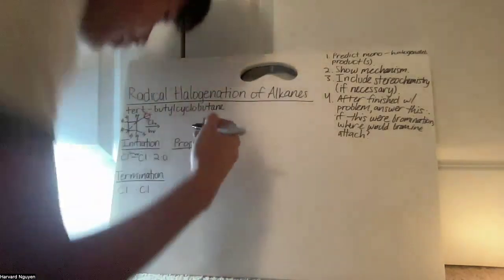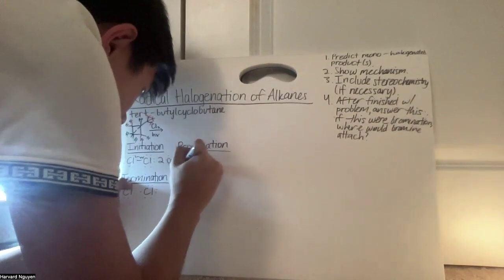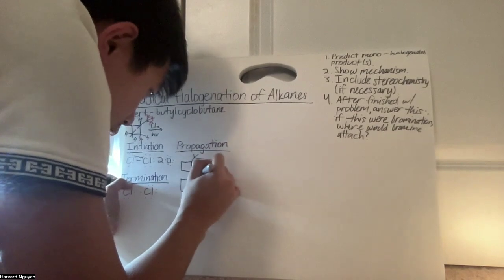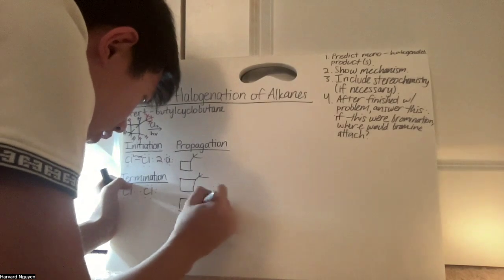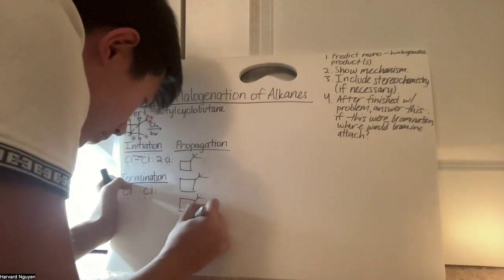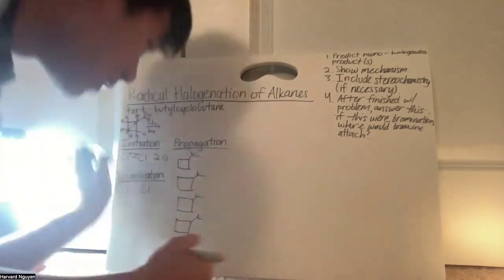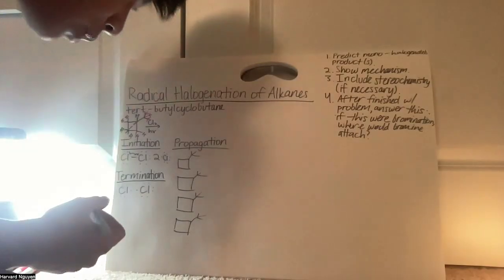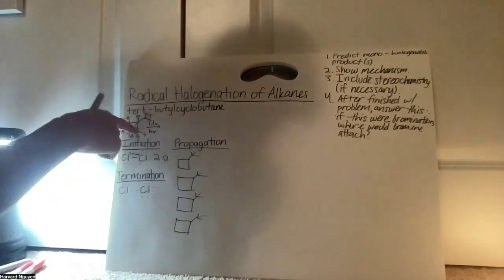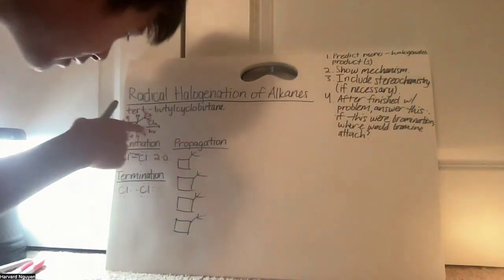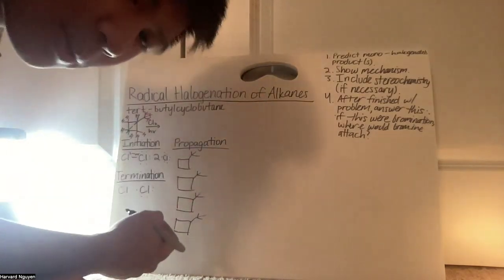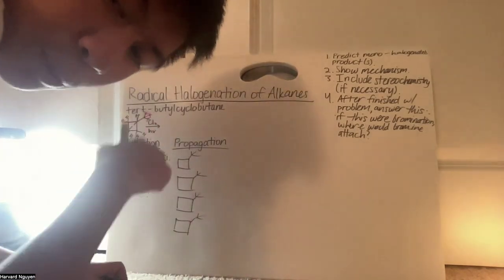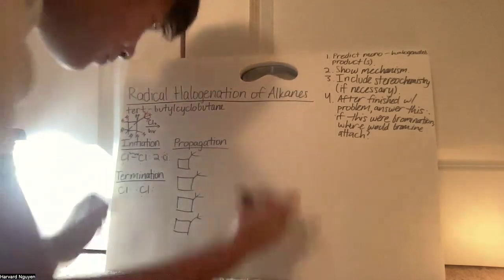The next step is propagation. Propagation is actually one of the most crucial steps because it's what leads us to our product. With this problem, within propagation, there are two different steps. The first step is called a hydrogen abstraction, and the second step is called the halogen abstraction. With a hydrogen abstraction, we take one of these hydrogens from one of these groups, and we're going to try to form a radical. We do that by binding it to one of the chlorine radical species we just made in initiation.